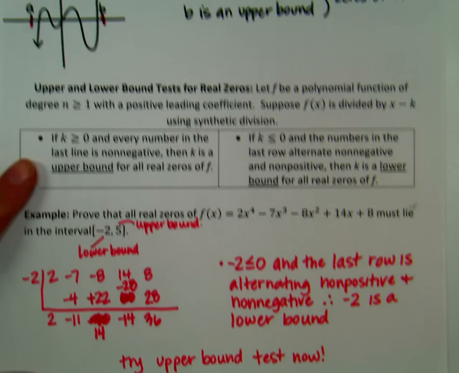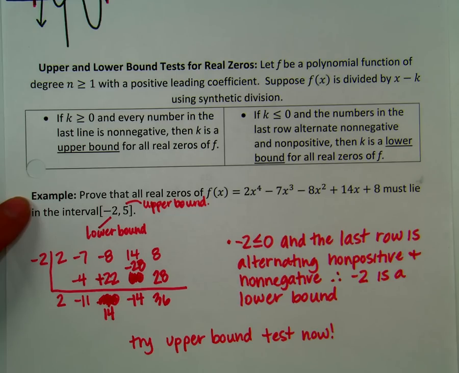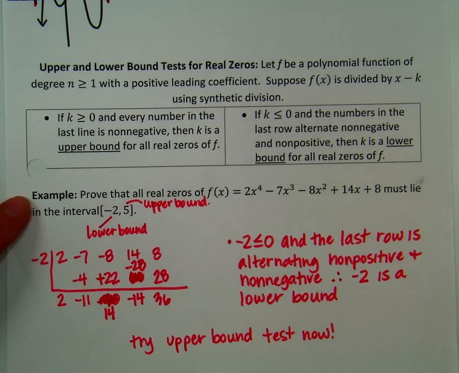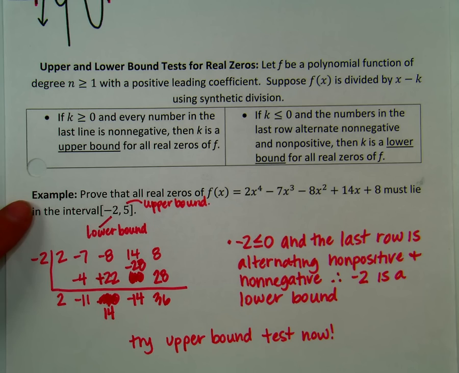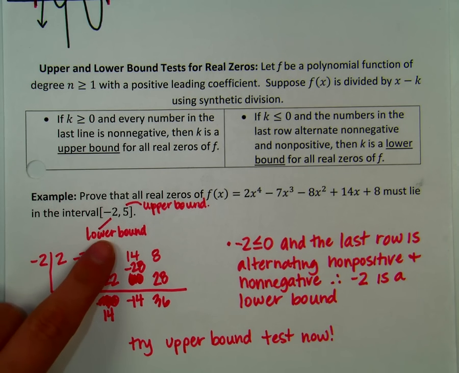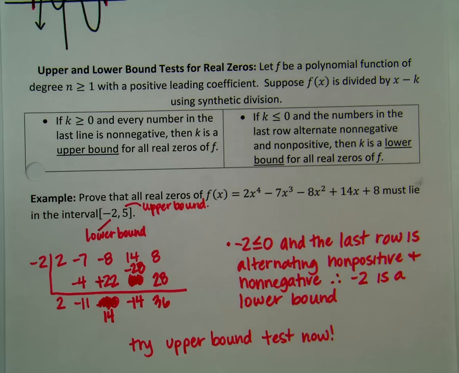For example, prove that all real zeros of f of x equals 2x to the fourth minus 7x cubed minus 8x squared plus 14x plus 8 must lie in the interval between negative 2 and 5. So basically, we're saying, is negative 2 a lower bound, and is 5 an upper bound? To do so, we're going to set up synthetic division. So we're going to list our coefficients in the top row. We have 2, negative 7, negative 8, 14, and 8.